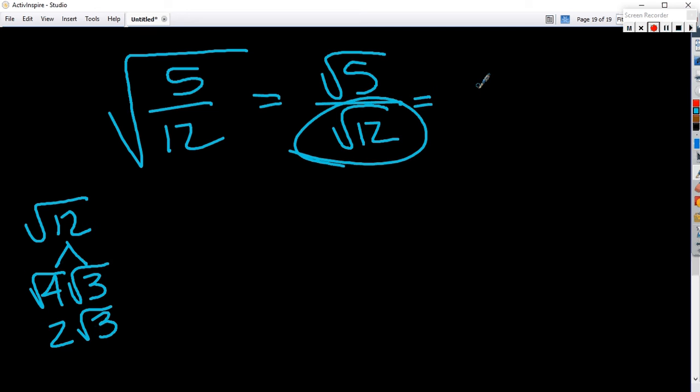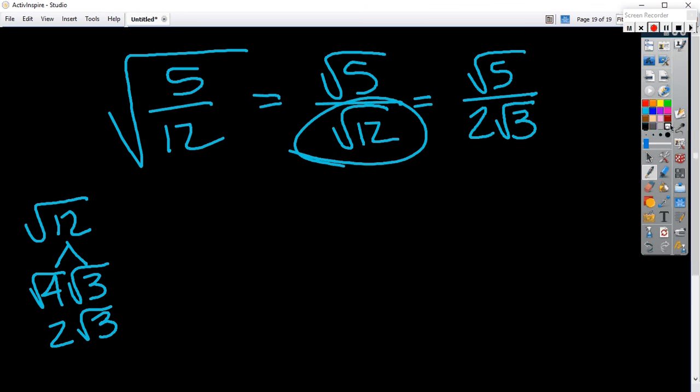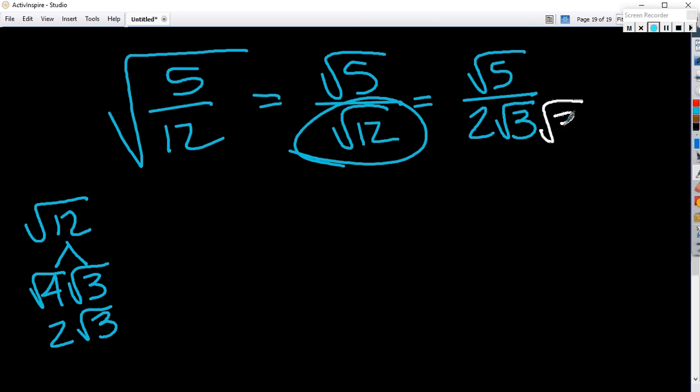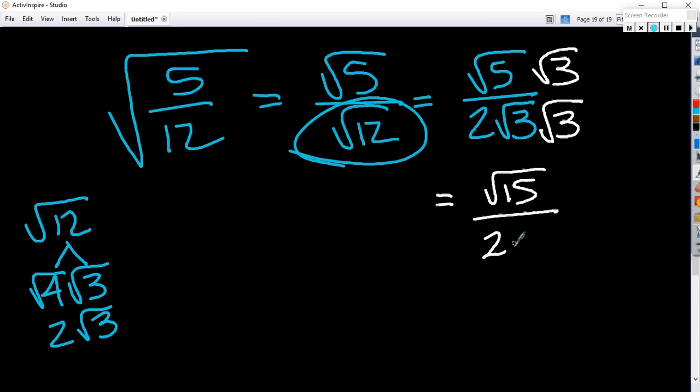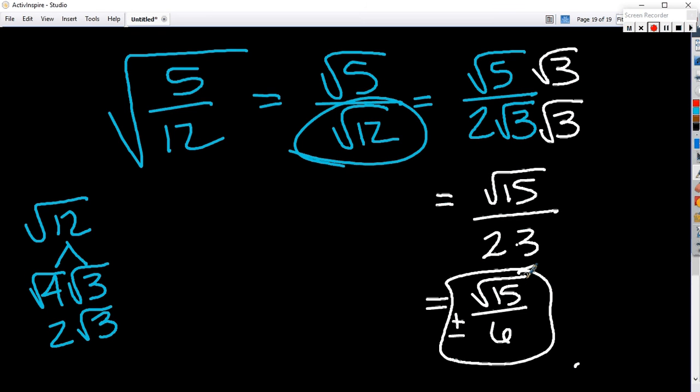So now I've got the square root of 5 over 2 times the square root of 3. The problem is the square root of 3, right? So now you just multiply by the square root of 3 top and bottom, which would give me the square root of 15 over, don't forget that 2 in the front. What's the square root of 3 times the square root of 3? It's 3, which gives 6. Put the plus or minus in front.